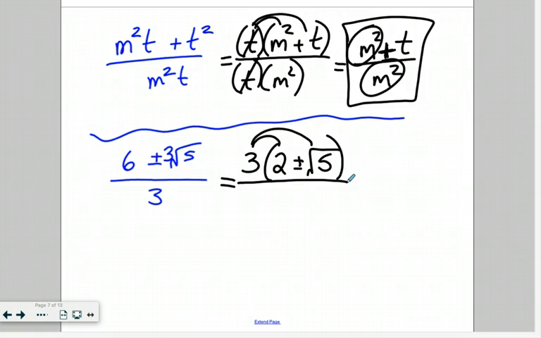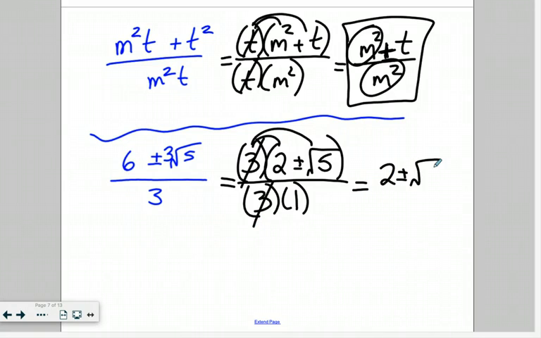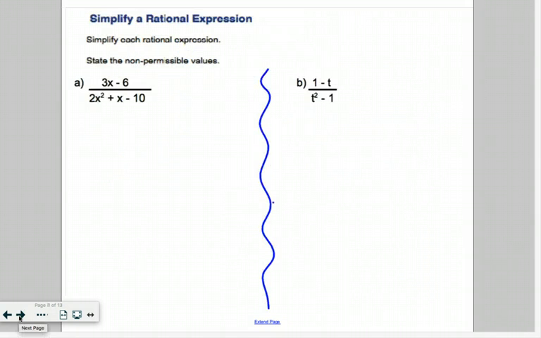And you can rewrite the number 3 as 3 times 1. And then once again, these are in factored form. The 3's can cancel, right? Because that's just 3 divided by 3, which is 1. And you're left with 2 plus or minus root 5 over 1. But division by 1 is just itself. So you could just omit that and write it as 2 plus or minus root 5. Okay? So again, simplifying these rational expressions.